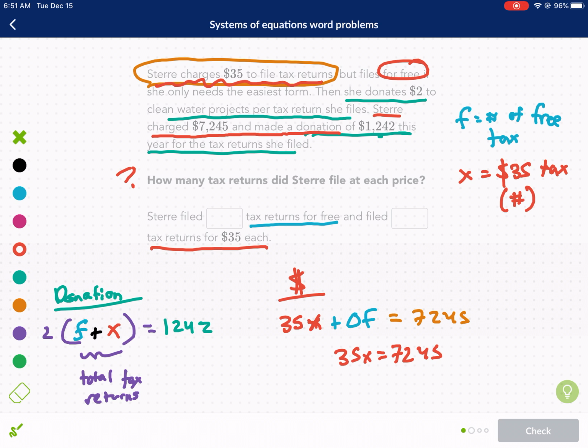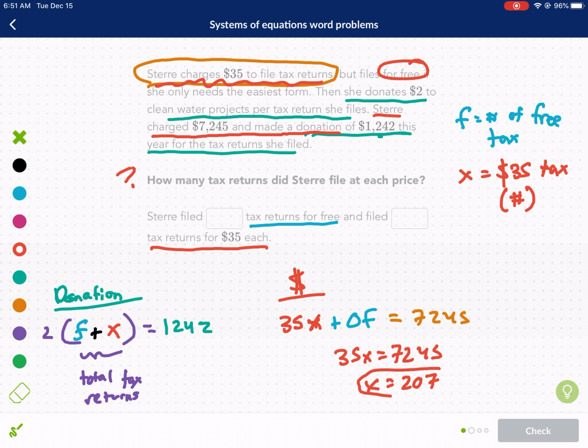Okay, so we divide by 35. 7245. Oh, man. Don't you hate it when you hit the wrong button? 7245 divided by 35 equals... So we get 207. This means that she filed 207 tax returns, the ones that cost $35.